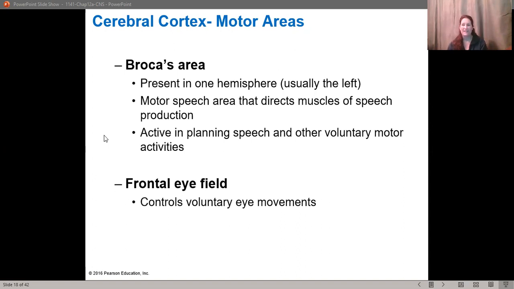Broca's also has a little association area or a premotor area of its own, where it's involved in planning speech and other motor activities associated with speech and language. But we do pretty much focus on the motor speech function, the muscles of speech, because we're trying to focus on the frontal lobe being in control of motor activities. The frontal eye field is going to control voluntary eye movements.